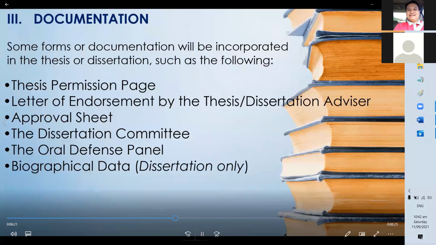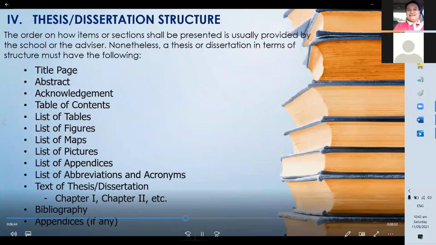The third part of my report is the documentation. Some forms of documentation will be incorporated in the thesis or dissertation, such as the following: thesis permission page, letter of endorsement by the thesis or dissertation advisor, approval sheet, the dissertation committee, the oral defense panel, and the biographical data for dissertation only. The next part of my report is the thesis and dissertation structure.